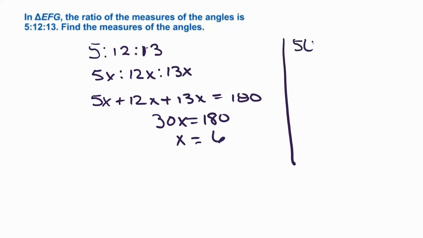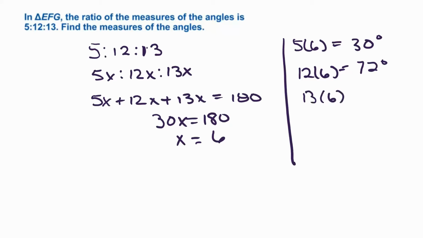Now to answer the question, we're asked to find the measures of the angles. So one of the angles would be 5 times 6, which is 30 degrees. Another one would be 12 times 6, which is 72 degrees. And the third one would be 13 times 6, which is 78 degrees. Now I realize we could do guess and check for this problem, but to get credit on a test or a quiz or homework, you need to show the equation and all your work.